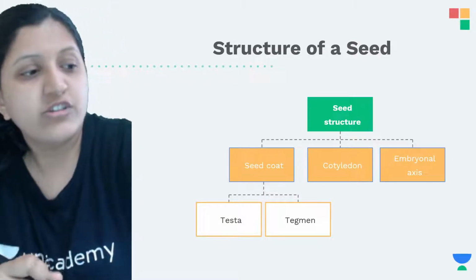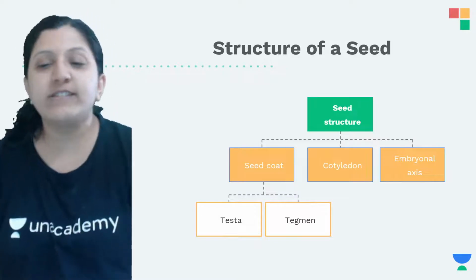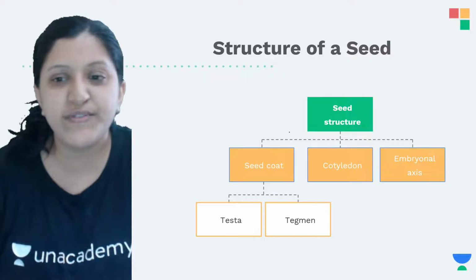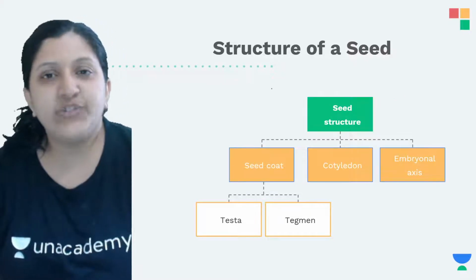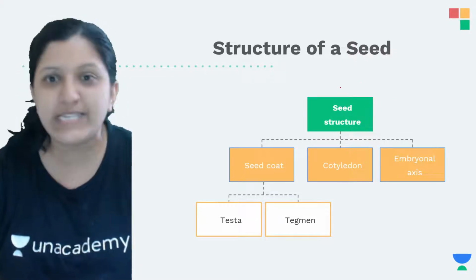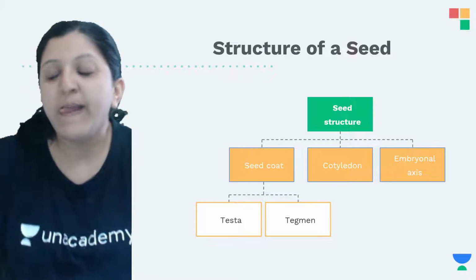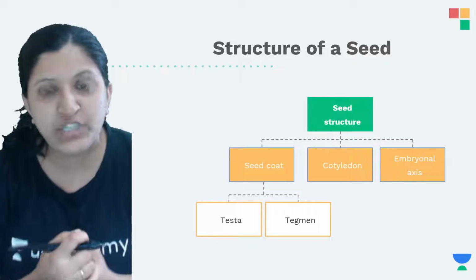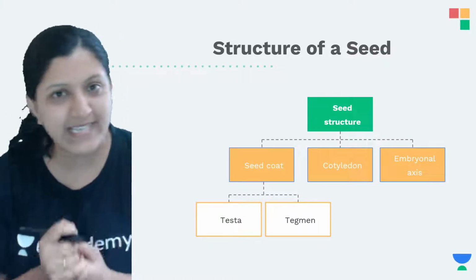Okay, so today we are going to discuss the structure of a seed. We will see the seed structure, what all parts are associated with seeds, and along with that, how exactly seed formation occurs. So what could be the reason? We will discuss that as well.